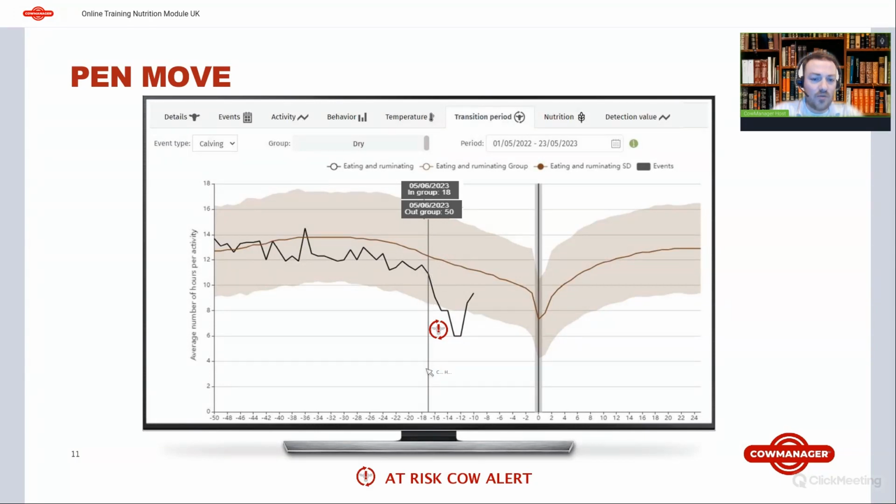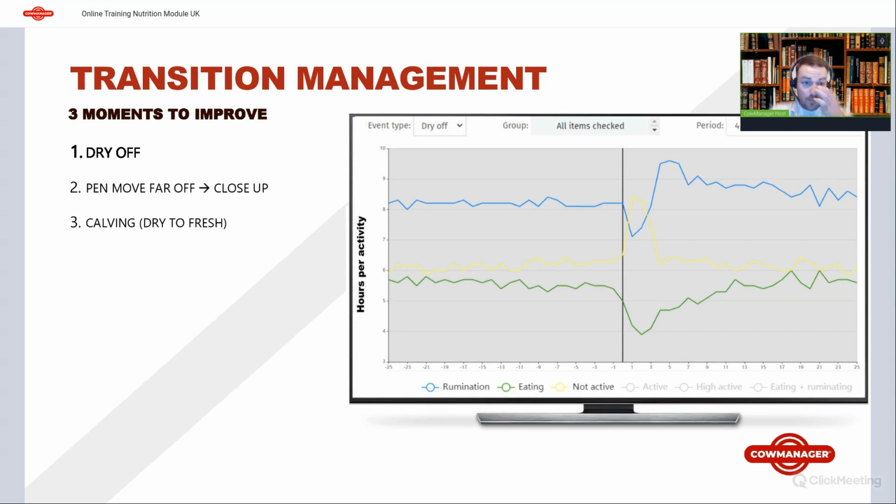And you can see what happens with this individual cow. So she was a bit late. She was transferred at day 17 before calving, but she was a little under average in eating and rumination. But due to the pen move, poof, she dropped in her eating and rumination. So that's also an important part.